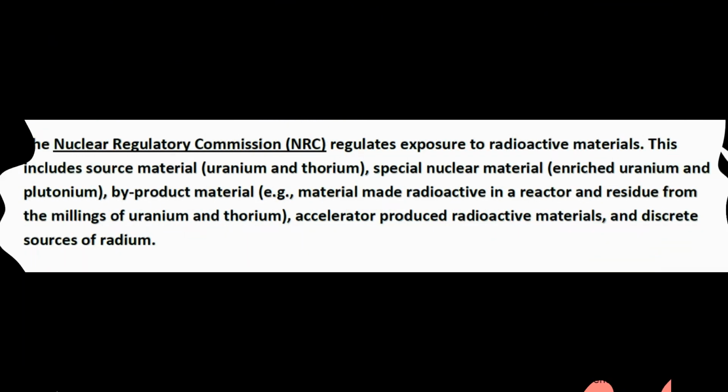Next! Ionizing radiation. The Nuclear Regulatory Commission, NRC, regulates exposure to radioactive materials. This includes source materials, uranium and thorium; special nuclear material, enriched uranium and plutonium; byproduct material, material made radioactive in a reactor, and residue from the milling of uranium and thorium; accelerator-produced radioactive materials; and discrete sources of radium.